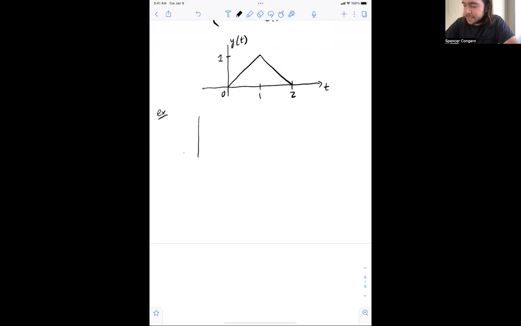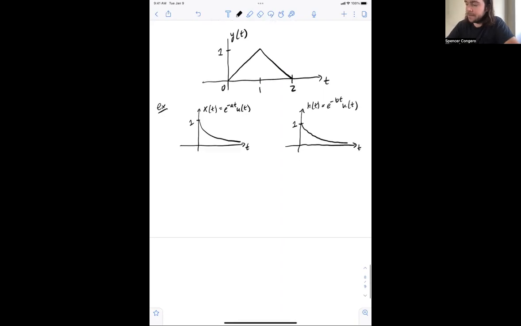Let's look at two different functions now, and they're both going to be decreasing exponential functions. They're going to start at 1. This is x of t, which is e to the negative at times the unit step function. And what's my impulse response going to be? Well, it's going to be similar. It's going to be e to the negative bt. So I'll allow for a different scaling in the exponent, but still it's going to be something that looks somewhat like this. And we're going to suppose a and b are both positive.